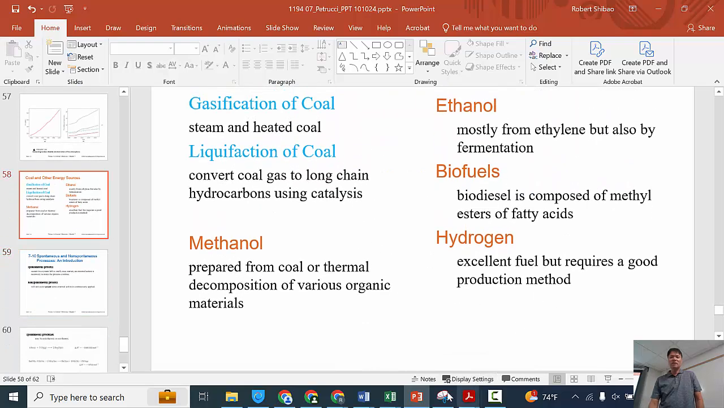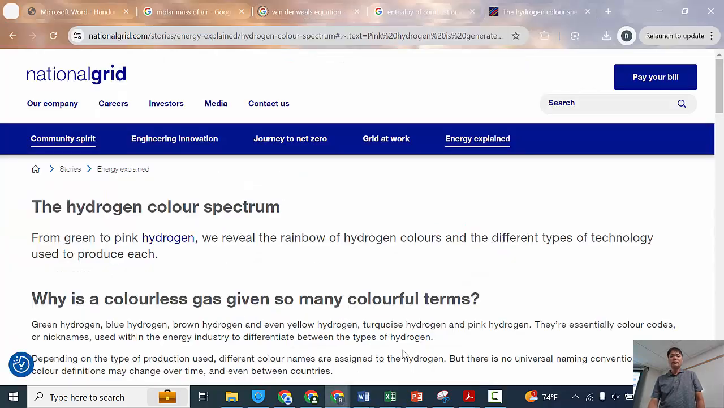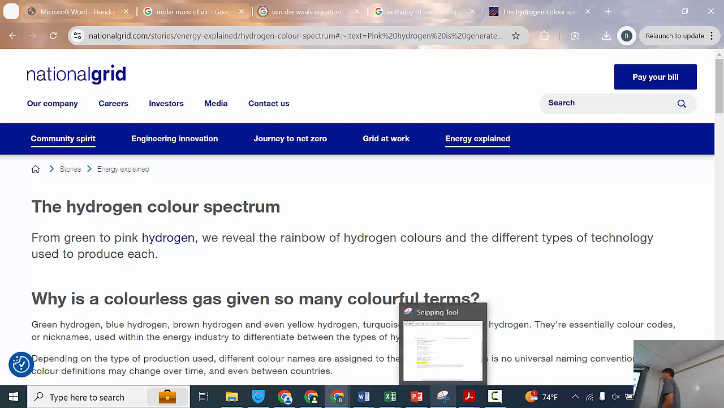The other thing is, how do you make hydrogen? The blue one. And so have you heard about the hydrogen color spectrum? Hydrogen's labeled from green to pink. And it's not because there's actually green hydrogen. It's just how they make it.